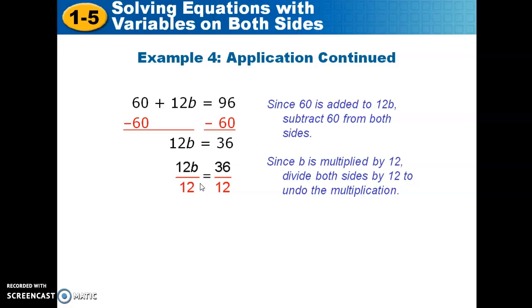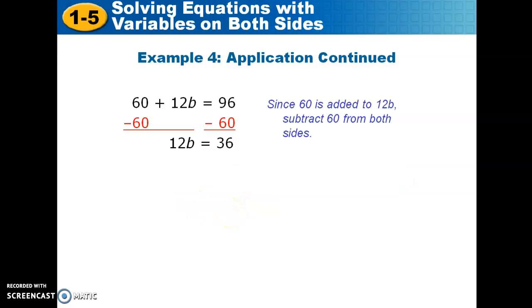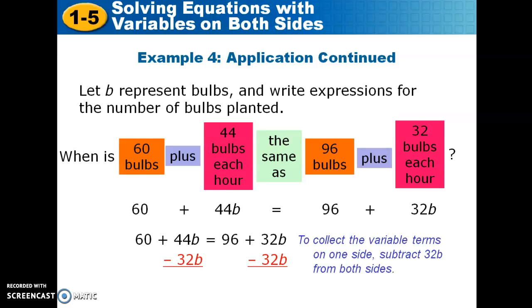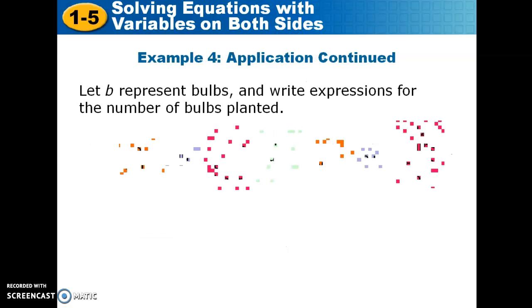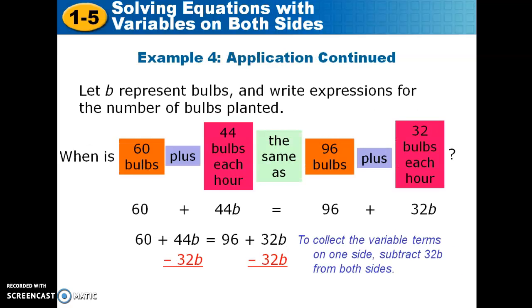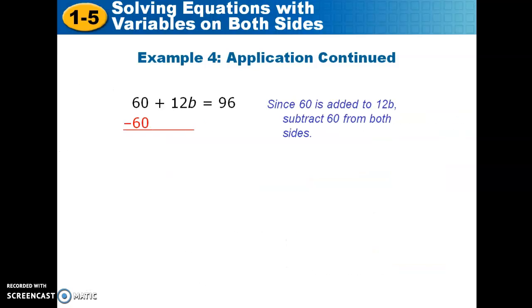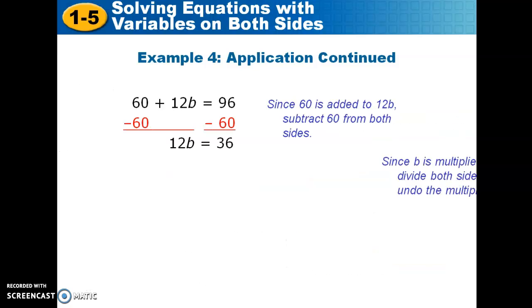12 divided by 12 on both sides, and you get b equals 3. So what that means is after 3 hours, John and Sarah will have planted the same number of bulbs. Or, I'm sorry, this is how many hours it'll be until they have planted the same number of bulbs. Sorry, I don't know why I went backwards, so my apologies.